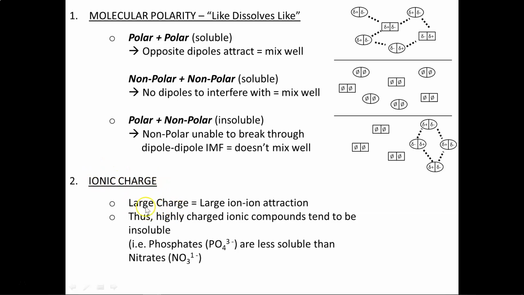Typically, if an ion has a large charge, it probably has a large ion-ion attraction. Thus, highly charged ionic compounds tend to be less soluble. So for instance, phosphates with a 3- charge, that's a lot of charge, they hold tightly together with other ions. And if they hold tightly together, they're less likely to be split apart or dissolved. Nitrates, on the other hand, have a 1- charge. This charge is not as large as the 3-. As such, nitrates are more easily separated, making them more soluble.